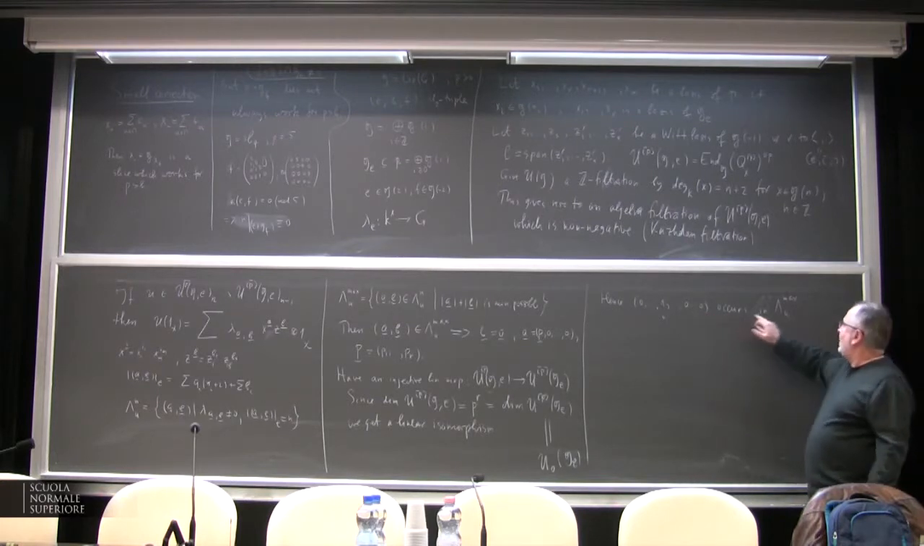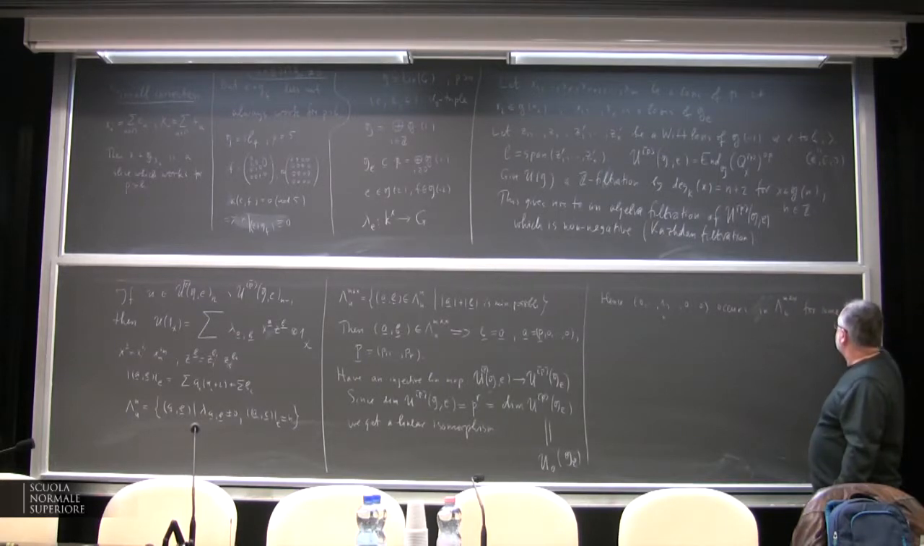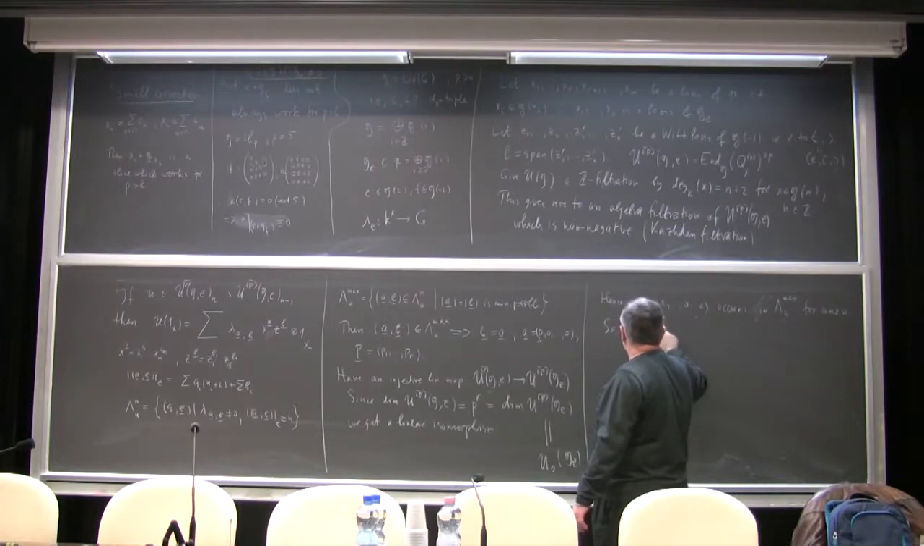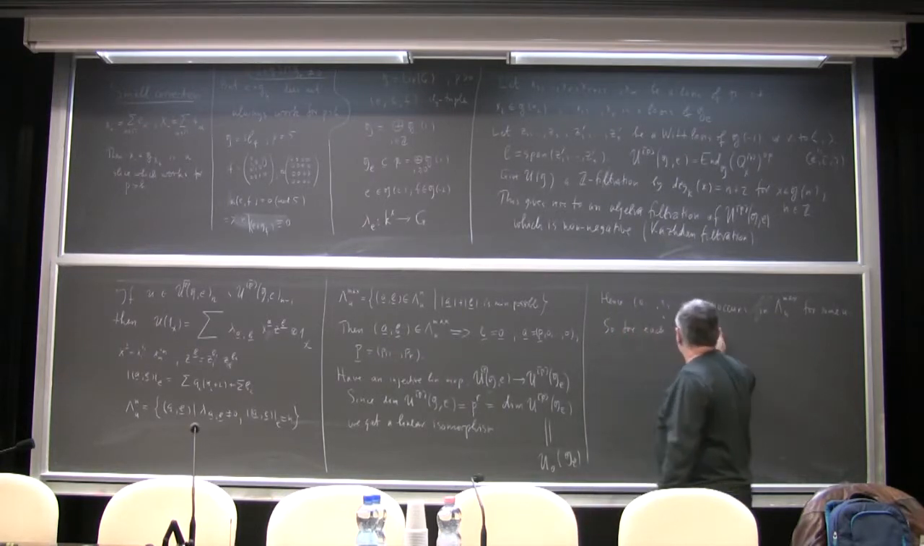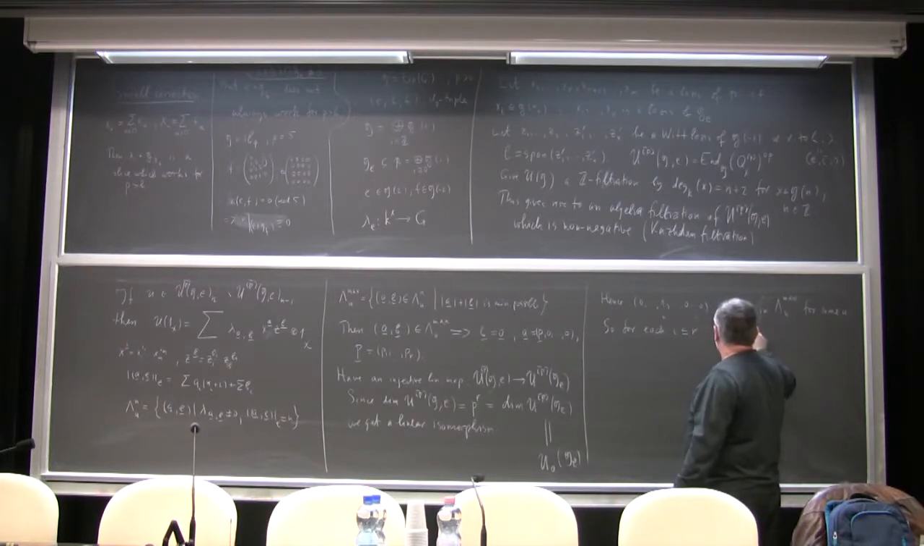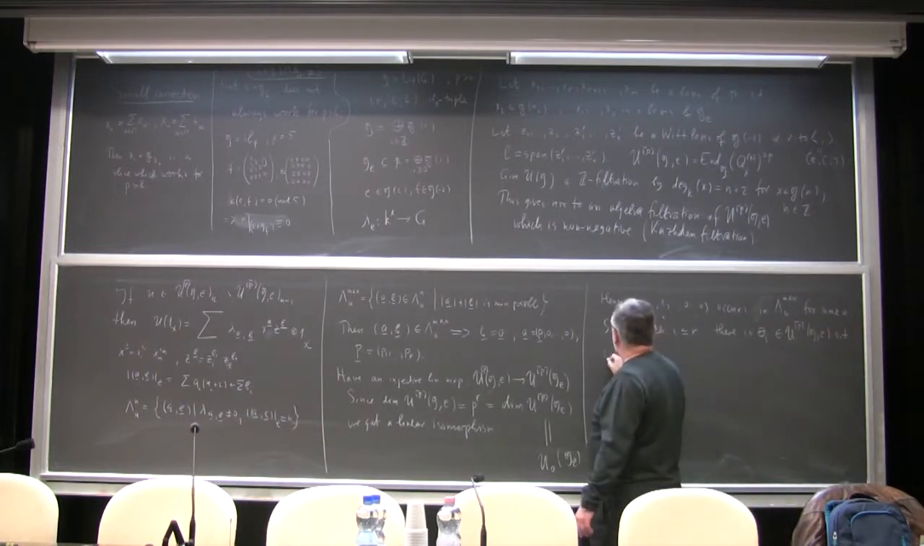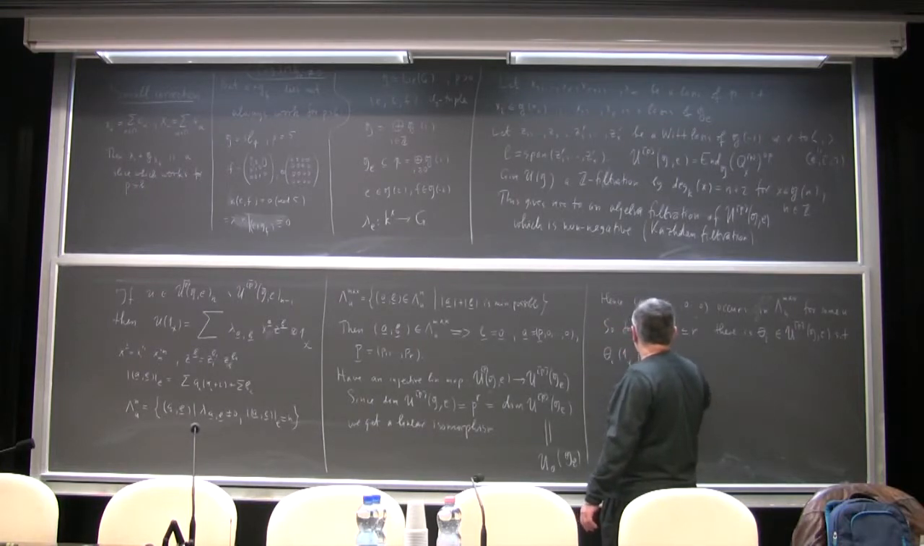So any tuple of this type occurs in here for some U in the W algebra. Therefore, for each I less than or equal to R, there is an element theta I in this algebra, such that, well, we know its effect, such that theta I applied to the canonical generator will be xi.